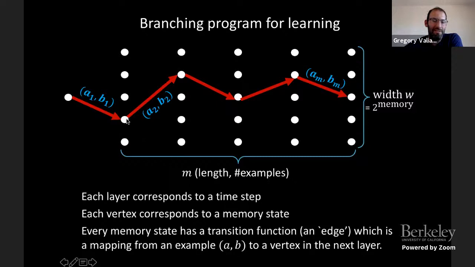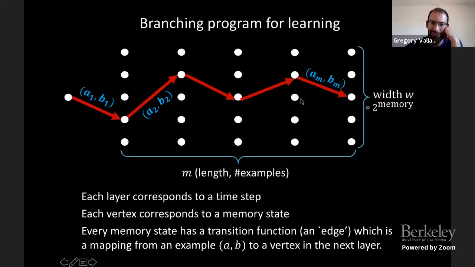Each of these memory states has a transition function. If we are in this memory state here, and we see example A2, B2, then we'll transition to this memory state. If we had seen a different example, maybe we'd transition to this memory state. It's also worth mentioning that there's no point considering randomized branching programs; they won't be any more effective. Given this branching program, if we have an algorithm that has at most k memory, then at every time step, the algorithm can be in one of at most 2 to the k different memory states.